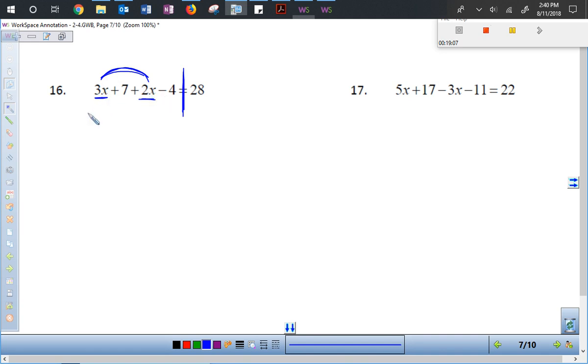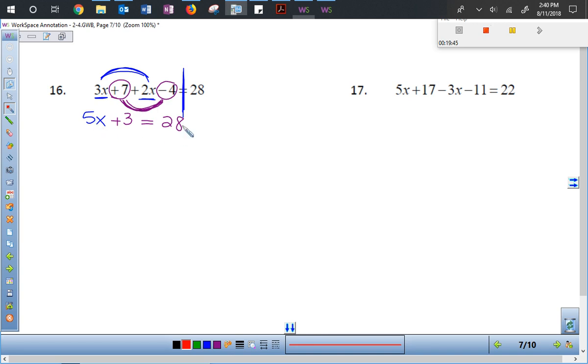So 3x plus 2x is 5x. And we also have a positive 7 and a negative 4 on the same side of the equal sign. Since they're on the same side, we need to combine those like terms first before solving. So positive 7 and negative 4 is positive 3. Because we're just adding them together just like normal. Then we can bring down the equal sign and the positive 28. So when you have equations like this, you need to combine like terms first.